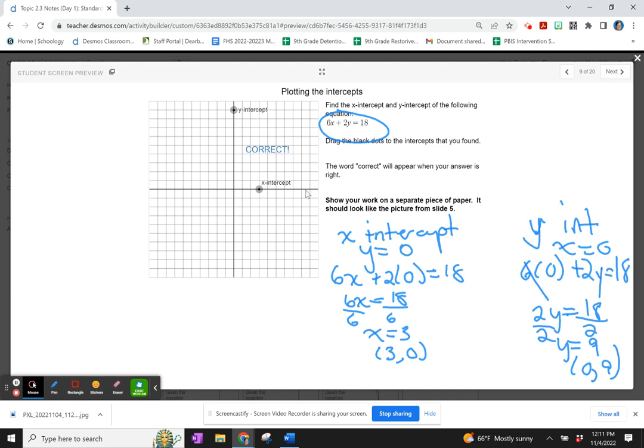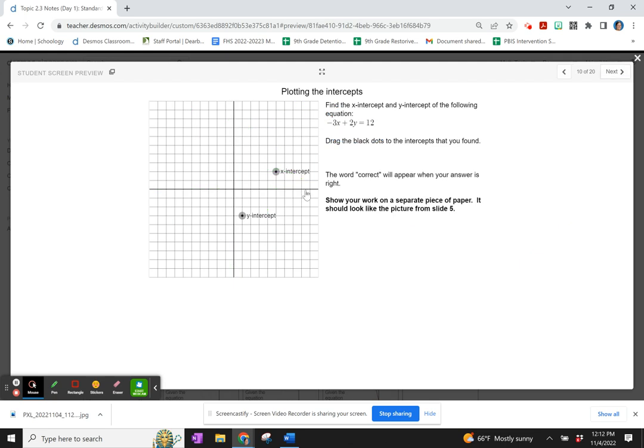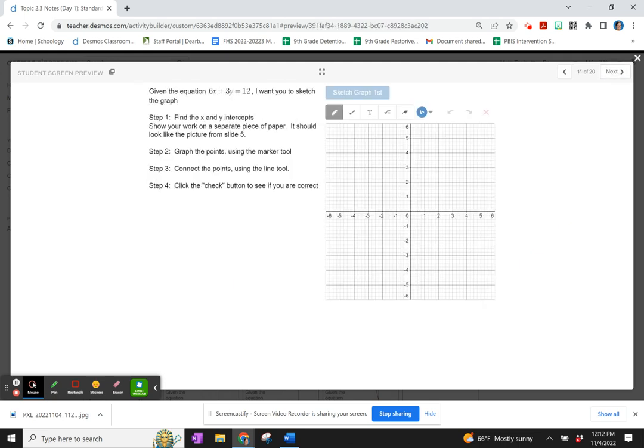Notice that my 2 points will always be on the axis. This is always going to be on the x-axis, and then your y-intercept will always be on the y-axis. You will never have a point in these quadrants, not when you're just solving for it. Do the same thing for slide 10.